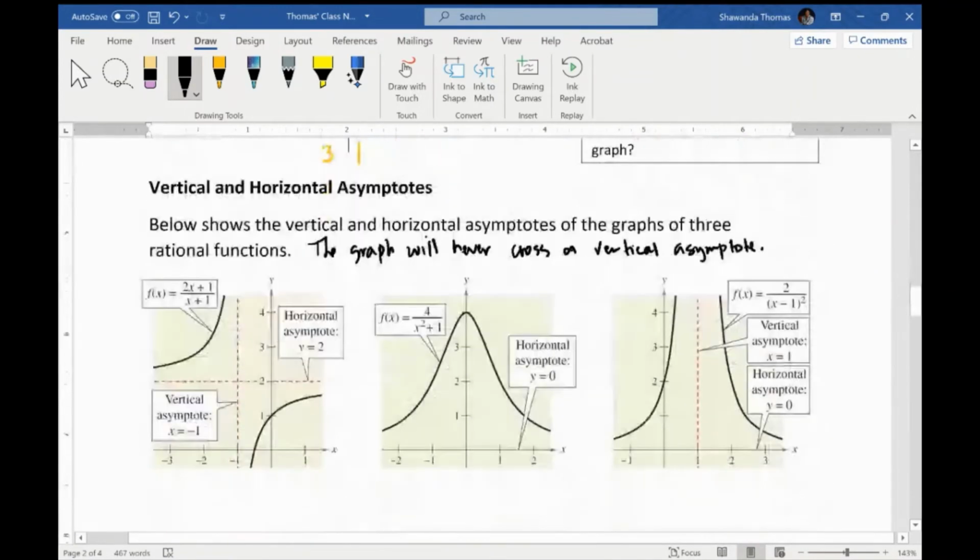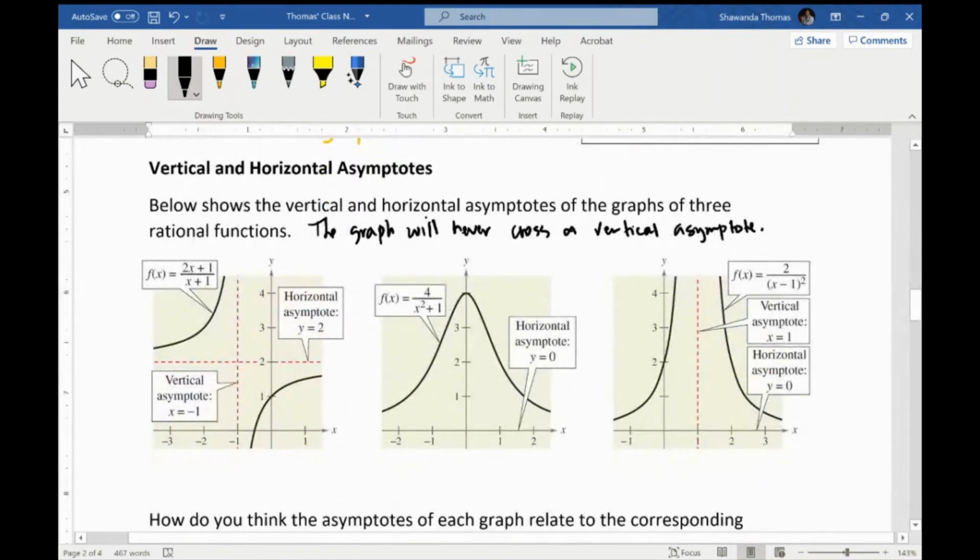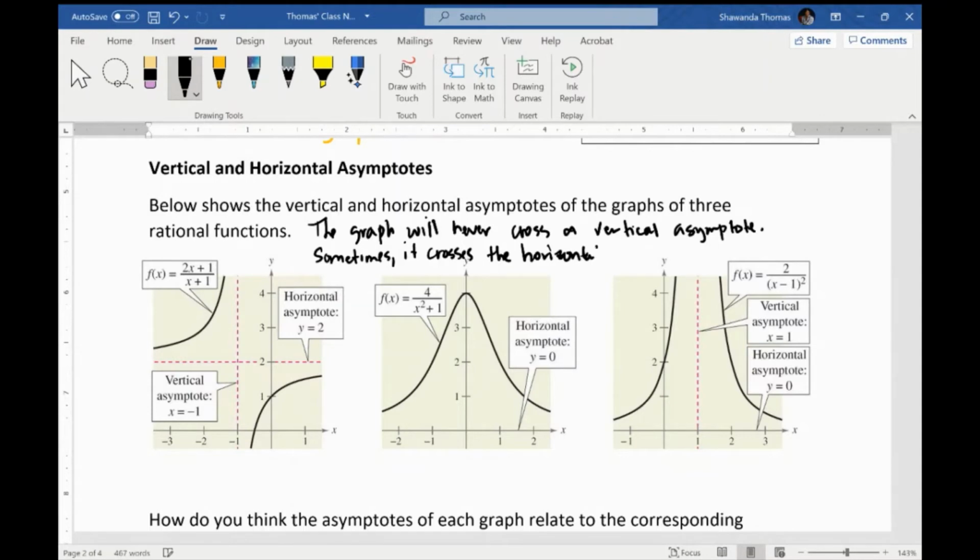All right. Now, most of the time, it won't cross a horizontal asymptote either, but sometimes it crosses the horizontal asymptote. It's rare, but sometimes it does. But it never crosses the vertical asymptote because, like Mary said, it's where it's undefined. So that is out of the question.